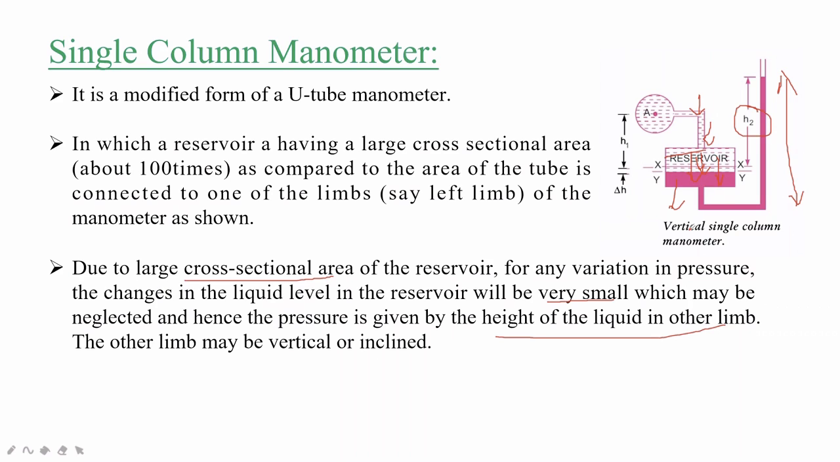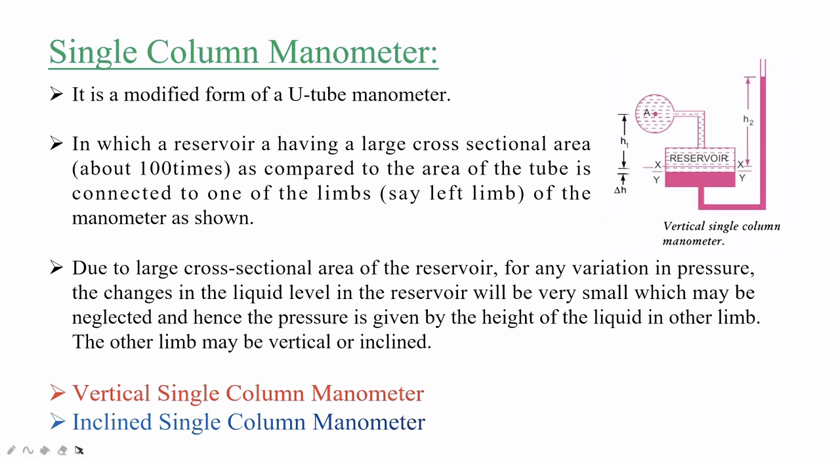In this single column manometer we have two types: vertical single column manometer and inclined single column manometer. The vertical single column manometer is because this tube is vertical. Inclined single column manometer means this should be inclined. That is the main difference. So there are two types: vertical single column manometer and inclined single column manometer.